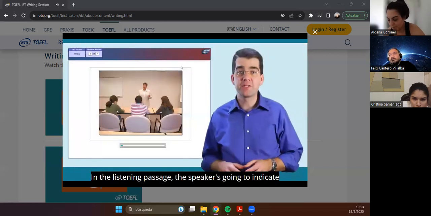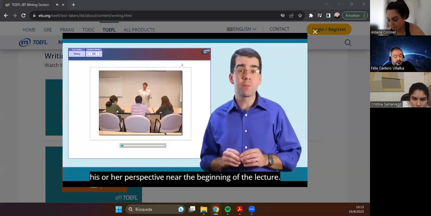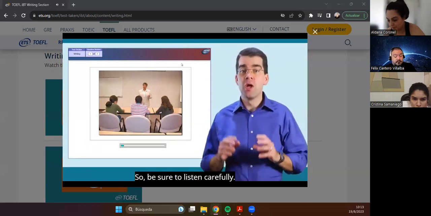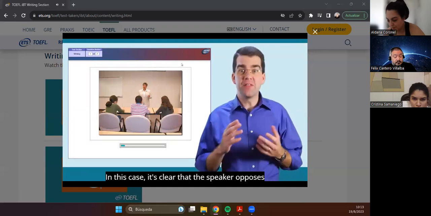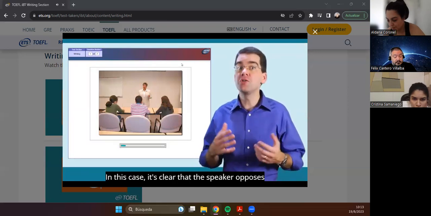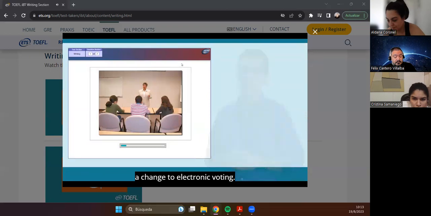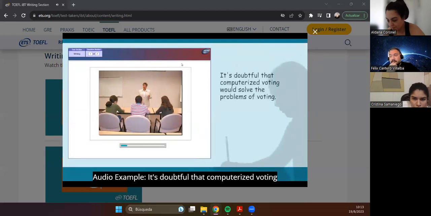In the listening passage, the speaker is going to indicate his or her perspective near the beginning of the lecture, so be sure to listen carefully. In this case, it's clear that the speaker opposes a change to electronic voting. It's doubtful that computerized voting will make the situation any better.